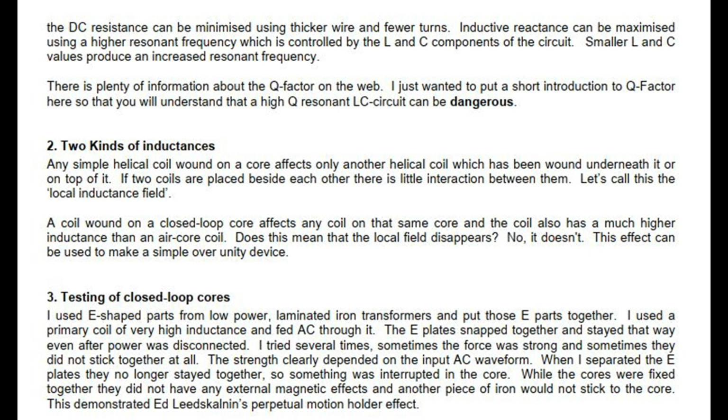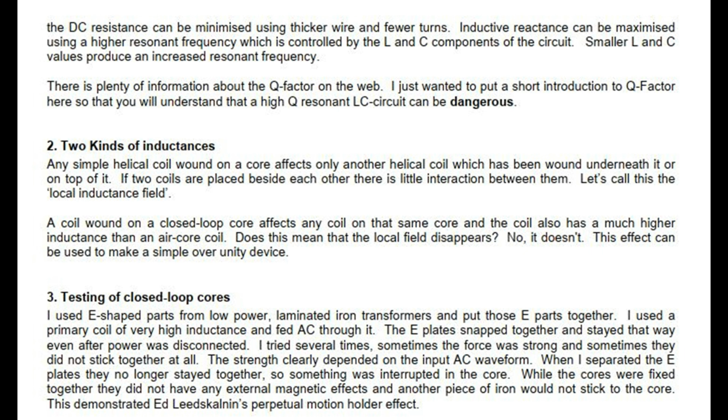A coil wound on a closed-loop core affects any coil on that same core, and the coil also has a much higher inductance than an air core coil. Does this mean that the local field disappears? No, it doesn't. This effect can be used to make a simple over-unity device.